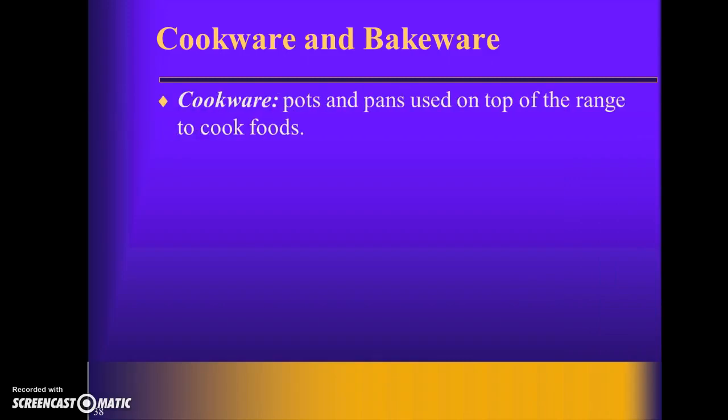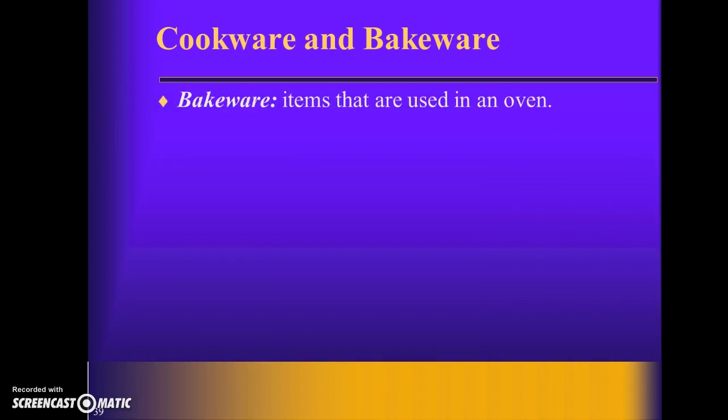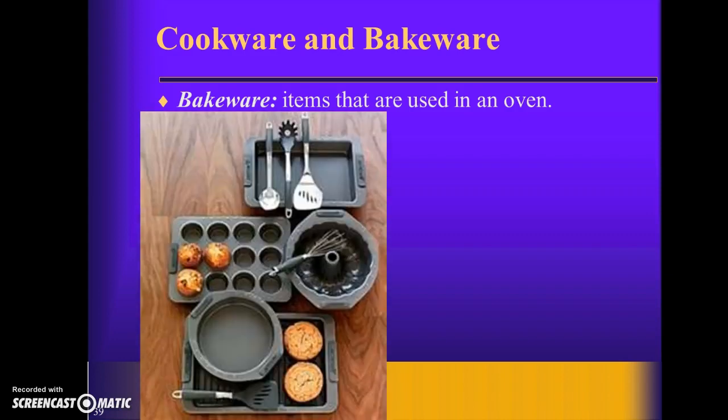Cookware, pots and pans used on top of the range to cook food. So everything, cookware is anything that goes on top of the stove. Your saute pans, your saucepans. Bakeware, items that are used in an oven. So baking casserole dishes, pizza pans, brownie pans, your 9x9, your cake pans, all of them.